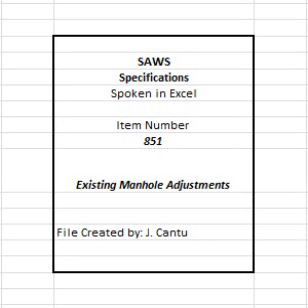San Antonio Water System Specifications for Construction. Item No. 851. Existing manhole adjustments. 851.1 Description. This item shall govern the adjustment of all existing manholes, to include the replacing of existing manhole covers and rings.